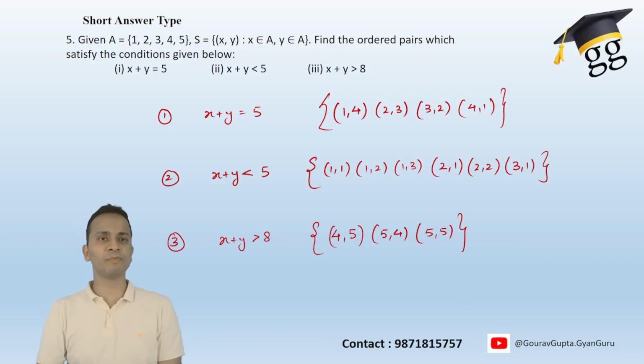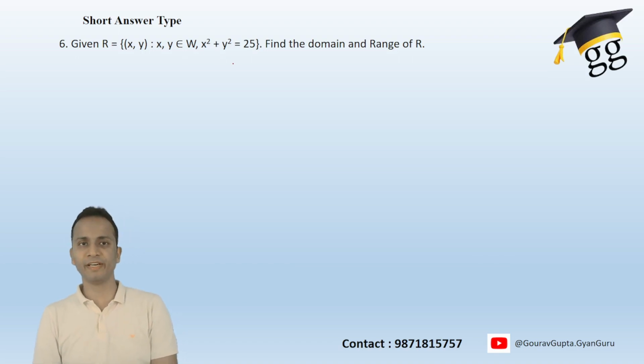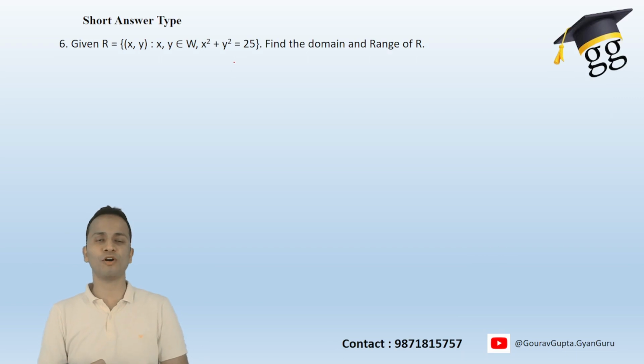Okay, so that was question number 5. Let's quickly move on to our next question, question number 6. Now question number 6 is again a similar type of question. R is equal to x comma y such that both x and y belong to whole numbers and x square plus y square is equal to 25. Now you'll have to look at the squares of x and y.